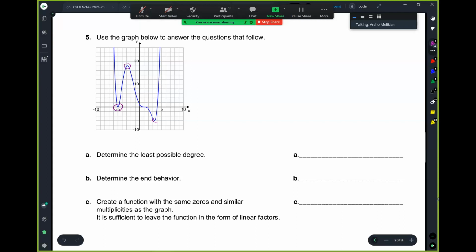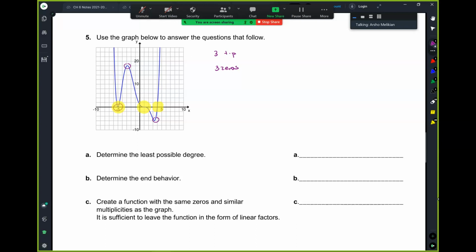2, 3. And then you could also look at the zeros. So 3 turning points. How many zeros? 1, 2, 3 zeros. So what do you all think? How do we get turning points from a degree? The turning points is the degree minus 1, right?